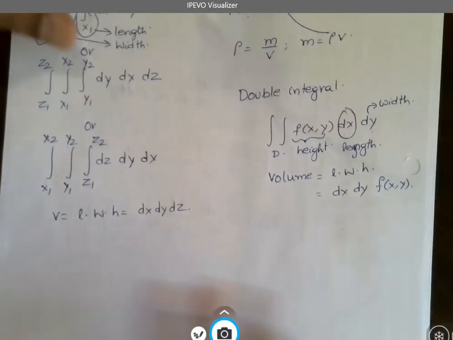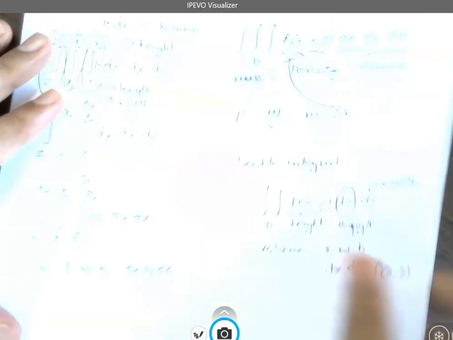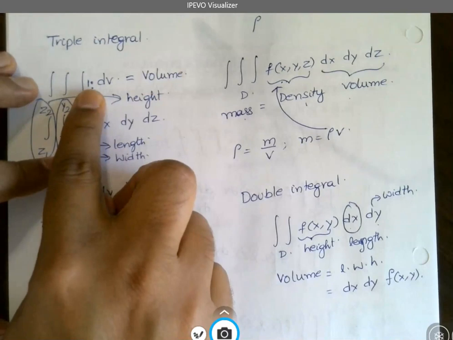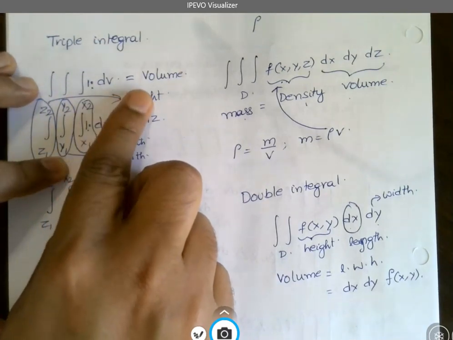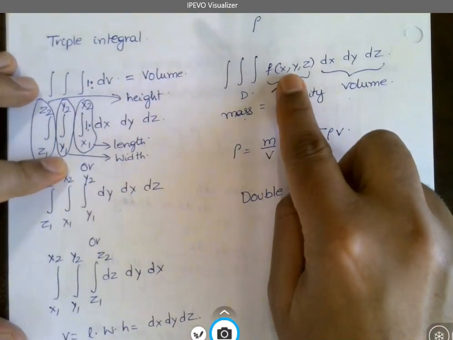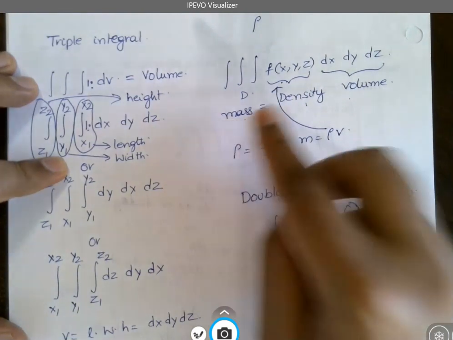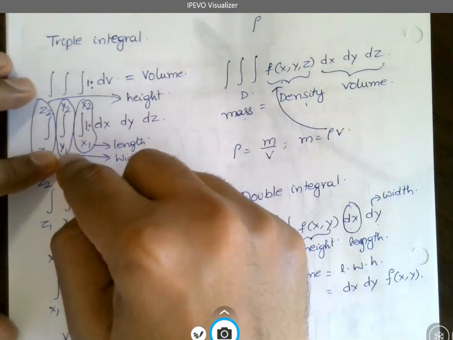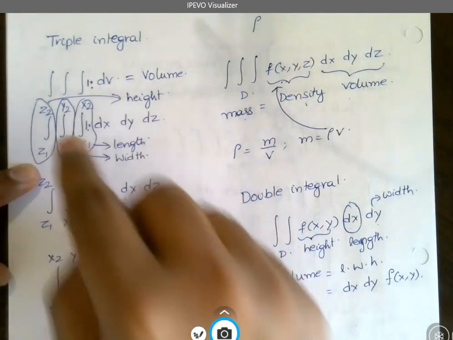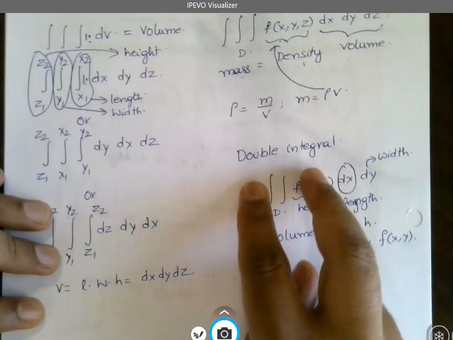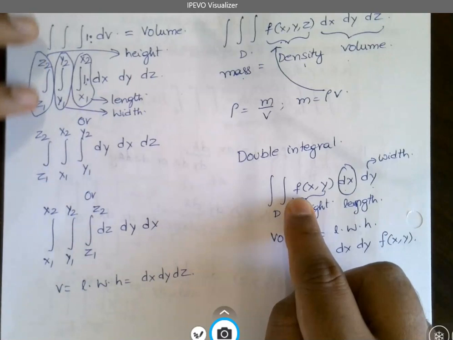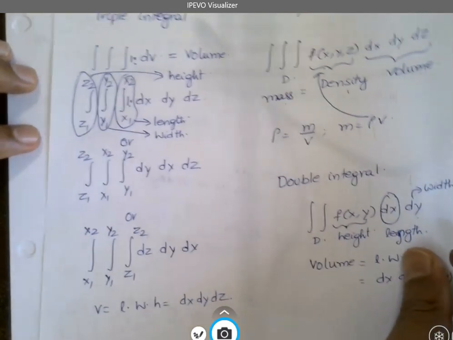First, we introduced the triple integral. I said if your integrand is 1, the triple integral will always give you the volume. If the integrand is f, the triple integral will give you the mass. The x is going to be the length, y is going to be the width, and z is going to be the height. The double integral also gives you the volume, but there the height is the integrand, and height is not among the limits of integration. That's the only difference. But that's the first thing we saw.